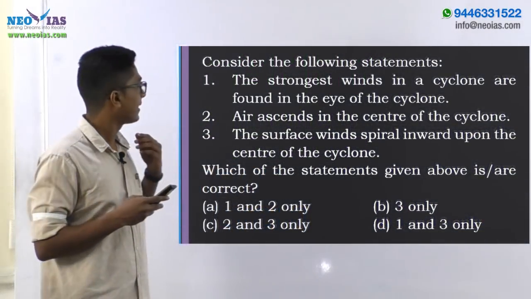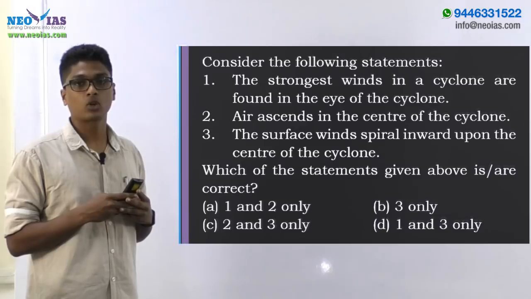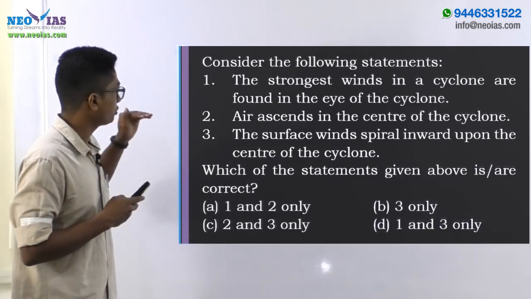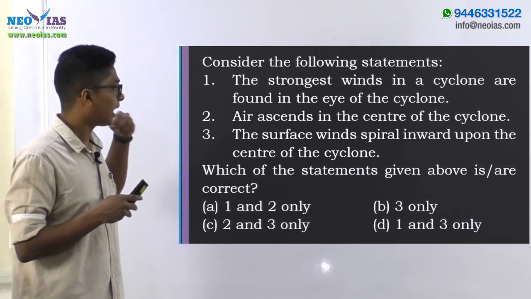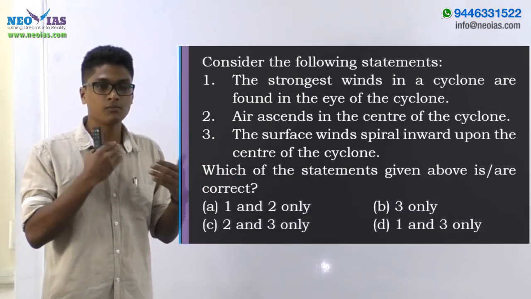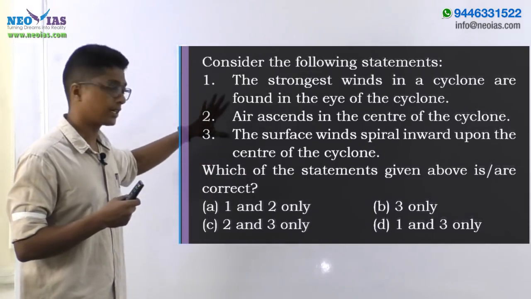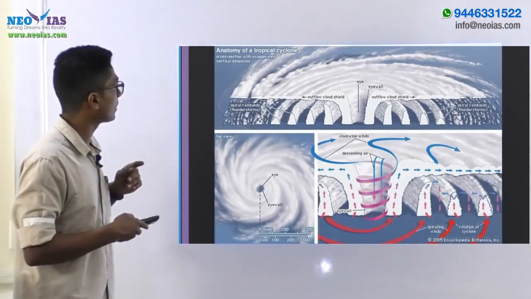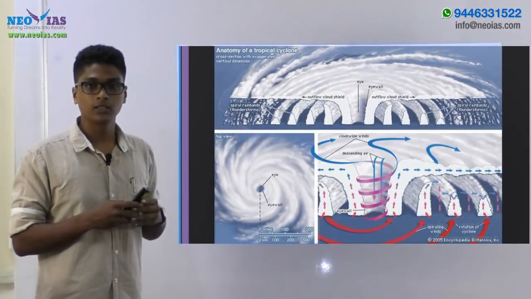This model question is related to the structure of a tropical cyclone, right? The question is more related to the eye wall, the descending and ascending movements and everything. So as always, before going to the question, let's take a look at the details regarding the tropical cyclone.